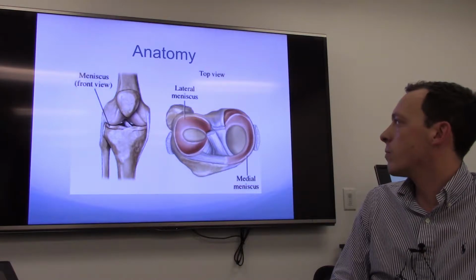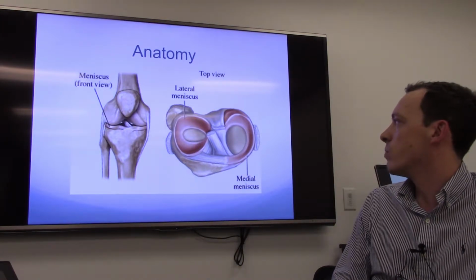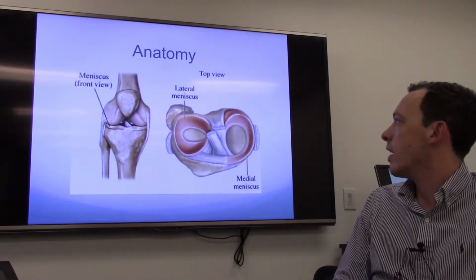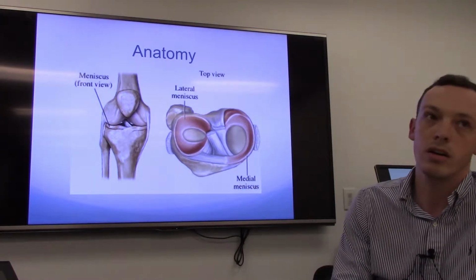The blood supply comes from the geniculate arteries, and there's more blood supply to the periphery, so those tears tend to heal better than tears closer to the inside that aren't as well vascularized.